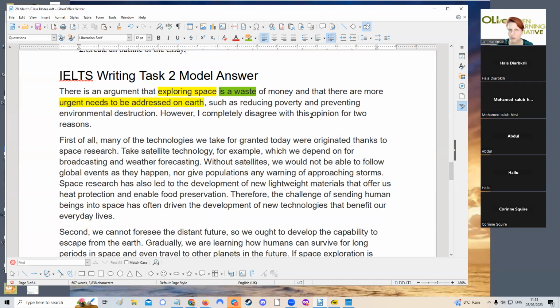The only thing that I would change to make this a 9, I would say I completely disagree with this opinion because of the importance of technology and the obscurity of the future. I would actually use the word technology and the fact that we can't predict the future. I would put those in that introduction.